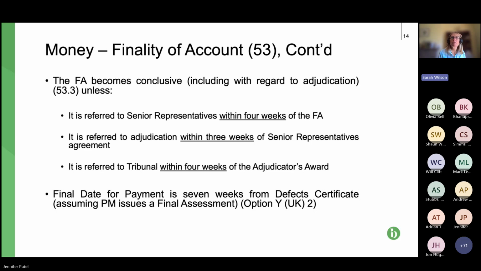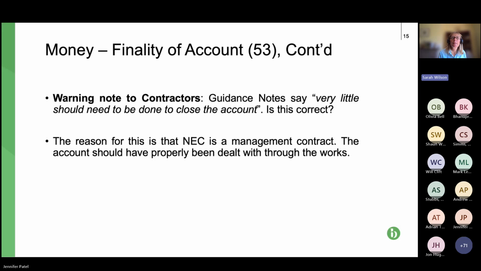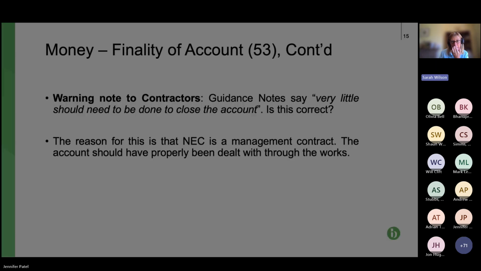So if we can move on to the next slide. Yeah, so that sort of goes against what I've just said, that the guidance notes say that very little should need to be done to close the account. It sort of depends. If all the compensation events have been agreed, that's probably correct, but not necessarily. If we can move on to the next slide, please, Jen.